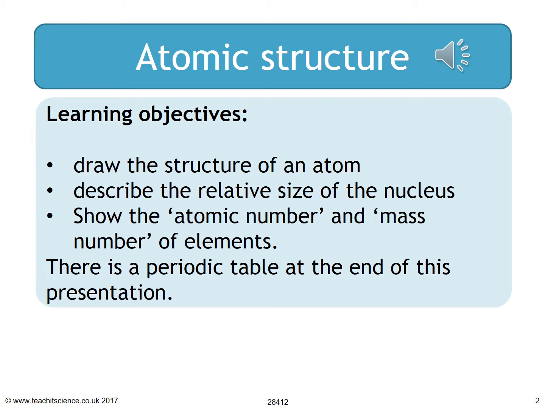And what we mean by relative is when we compare one size of one thing to another. You should also be able to show what the atomic number is and the mass number of an element and how to calculate them. In order to get the best from this, you will need to have a pen and paper to hand to write things down and access to a periodic table, either in your planner or one on the internet.